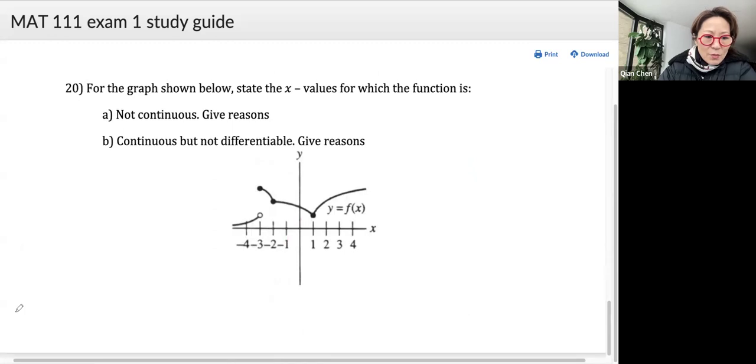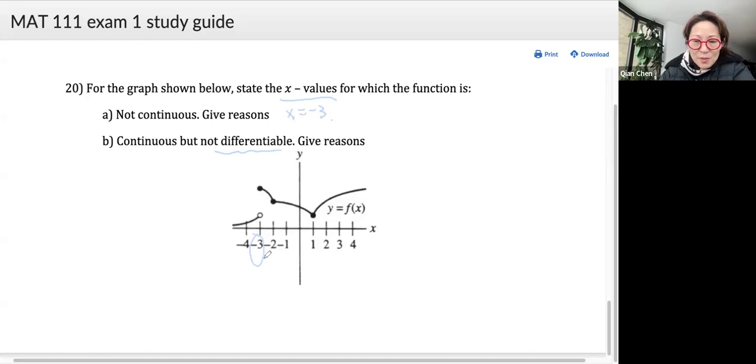Number 20, I think, is the last question. So for 20 we also want to state the x value, right? The function is not continuous, give reasons. Continuous but not differentiable, right? Use this word differentiable, which means the derivative does not exist. Well, at x value equals -3, right?